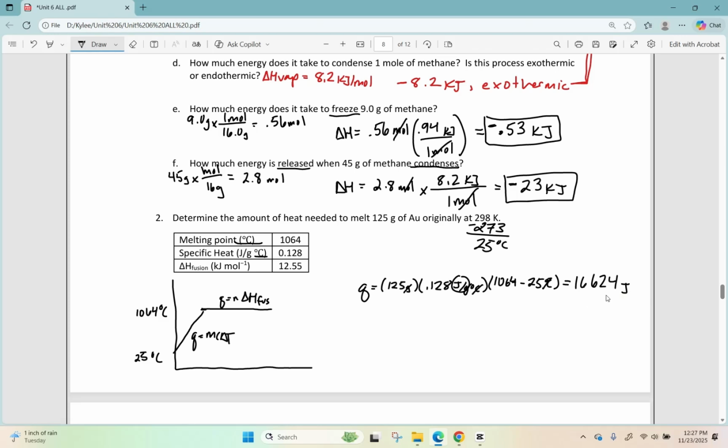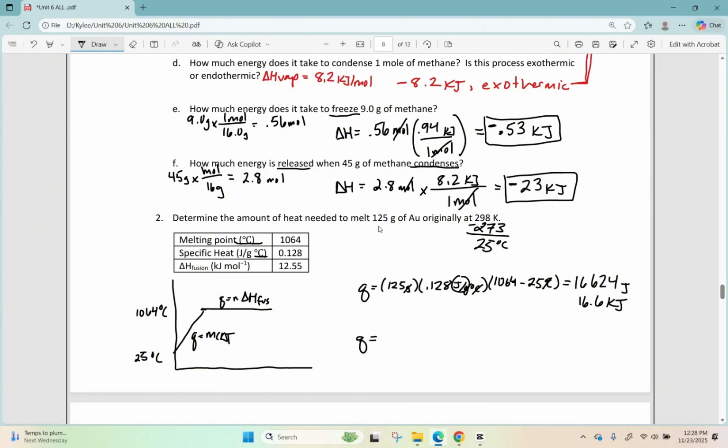I'm going to go ahead though and put this into kilojoules by dividing by 1,000. And the reason I'm going to do that is because when I add my Q's, they both need to be in joules or they both need to be in kilojoules. So I'm going to go ahead and put this in kilojoules so that when I add them later, I'm saving myself a step.